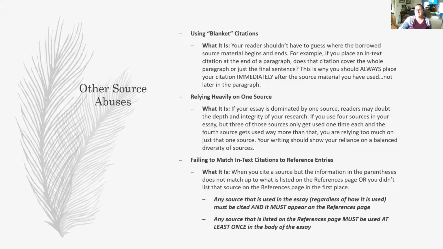Relying heavily on one source. Maybe you have three or four sources listed on your reference page, like you're supposed to, and you have cited all of them. You've used information from all four of them in the essay, but for one of those sources, I keep seeing a citation over and over and over again, and not so many with the others. Maybe the other three sources only have one citation each. You're relying too heavily on just one source. You have to use your sources in mostly equal amounts. You certainly don't want to rely too heavily on just one of them.